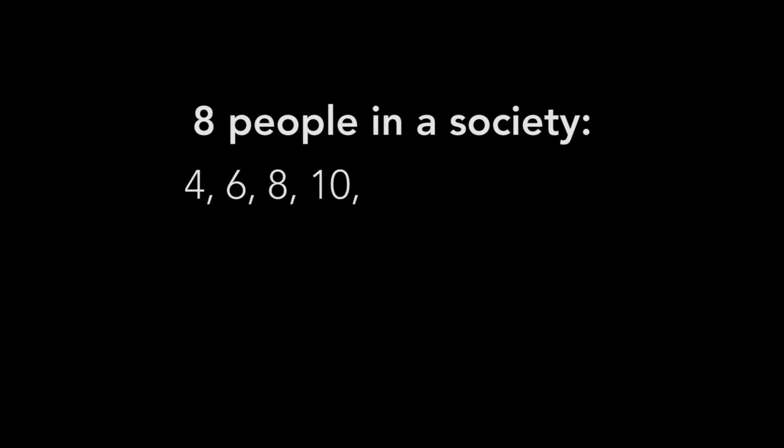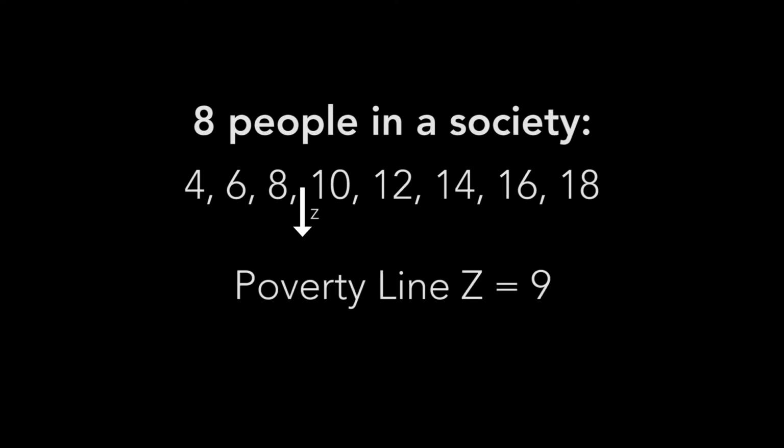Suppose we have these income data from somewhere, and suppose it looks like this: 4, 6, 8, 10, 12, 14, 16, 18. So there are 8 people in this society, and the incomes are 4, 6, 8, 10, 12, 14, 16, 18. And suppose the poverty line, this poverty line Z, is 9. So in this setting, there are 3 people below the poverty line. 3 out of 8 people are below the poverty line.